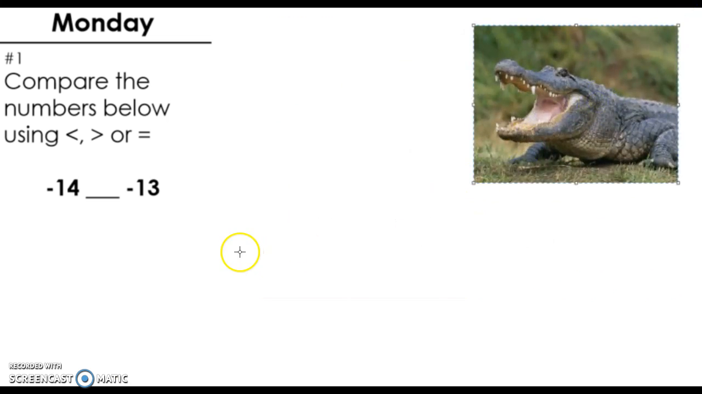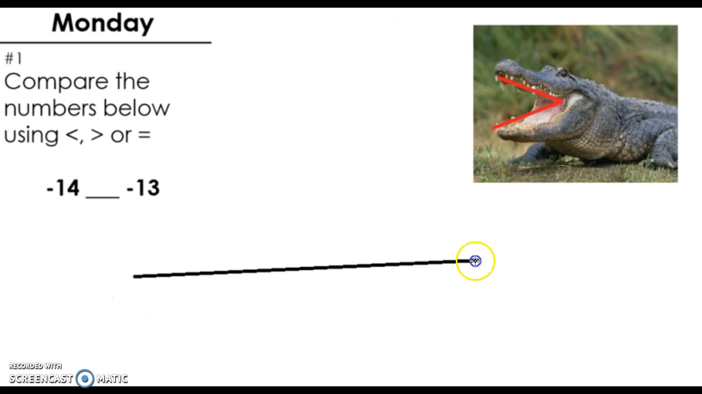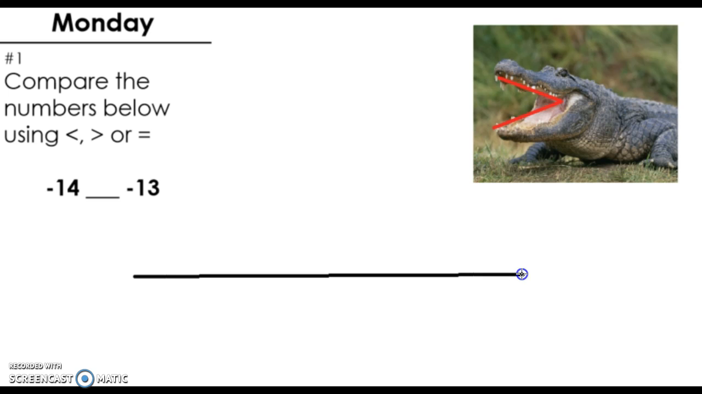Which one would he rather eat? Well, I'd rather have the bigger number, right? So the little mouth, the little triangle here, I'll paint this in red so you guys can see it. He's got a little thing here. He's going to bite the bigger number. And how are we going to figure that out? Well, you can graph it on a number line if you wanted to.